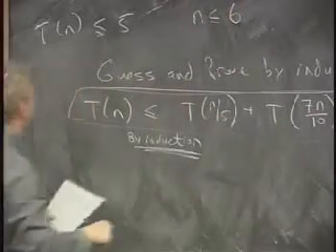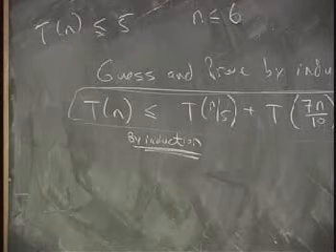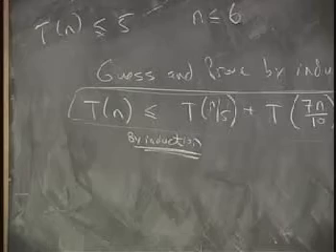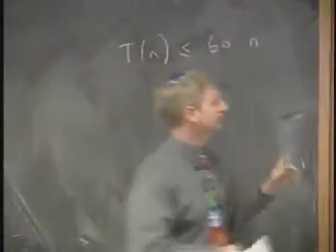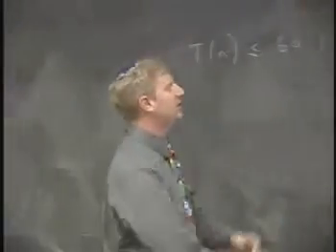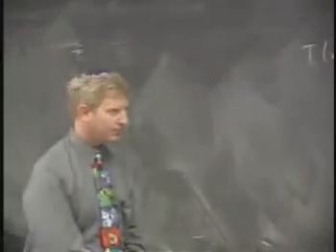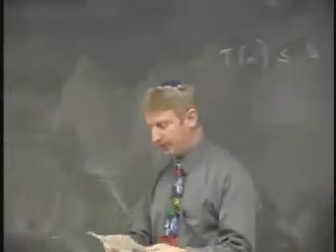And this is part of the definition. This is the algorithm. If it's got 5 or fewer elements, I can do it in 5 steps. Something like that. That's the base case.